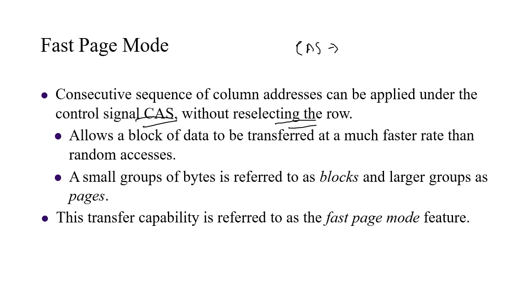The row is fixed. Since in a single row we will have 512 bytes, or 512 columns, the column address will keep on changing so that the data can be accessed at a much faster rate than the random access. The small group of bytes is referred to as a block, and the larger groups as pages. This transfer capability is referred to as the fast page mode.